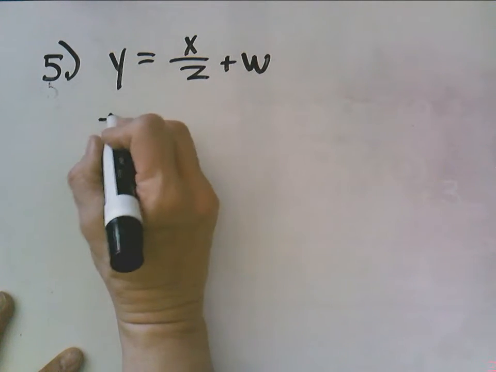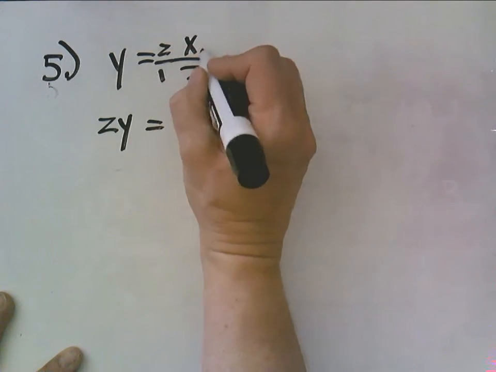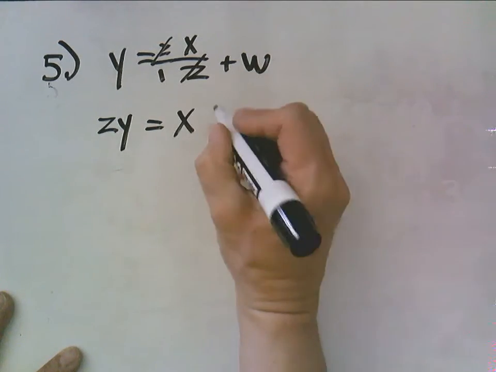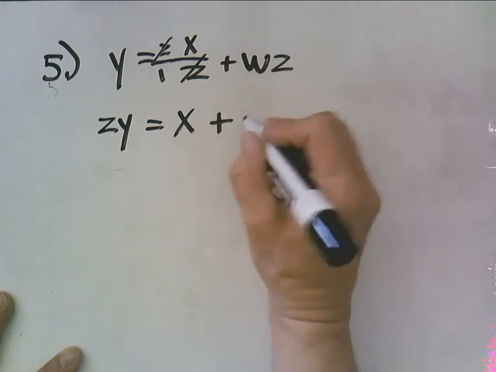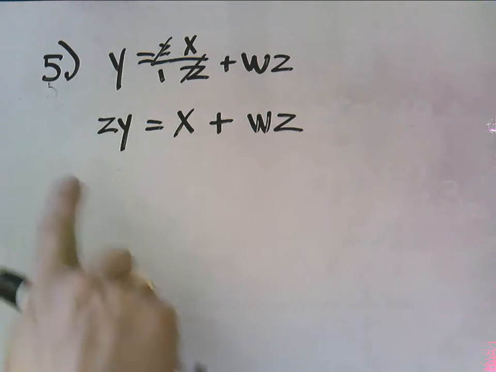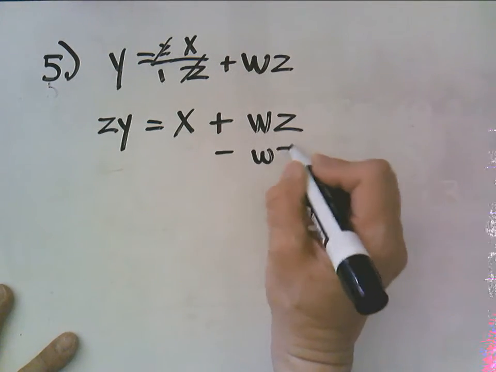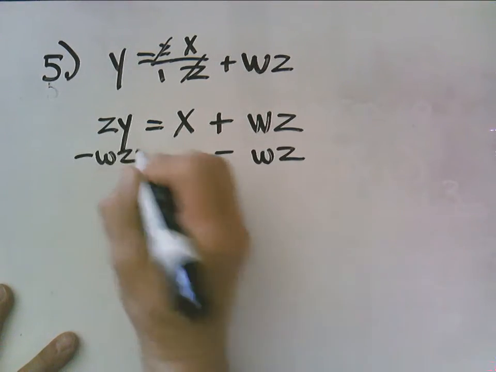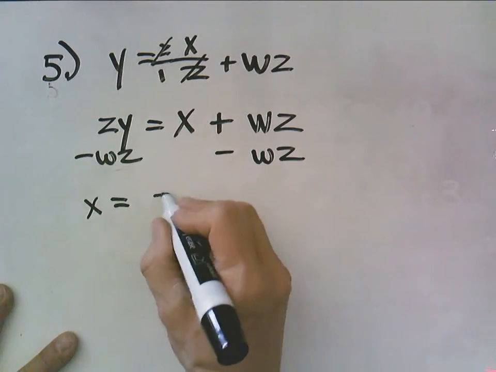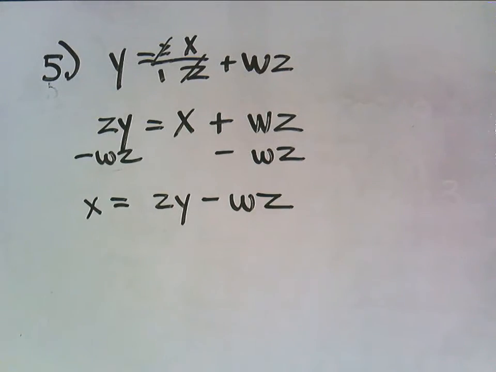So I'm going to multiply the y by z. I'm going to multiply this by z and get x. And I'm going to multiply the w by z. Okay, so now I'm going to solve for x, and I have no more fractions. So now all I have to do is subtract wz from both sides, and x equals zy minus wz.